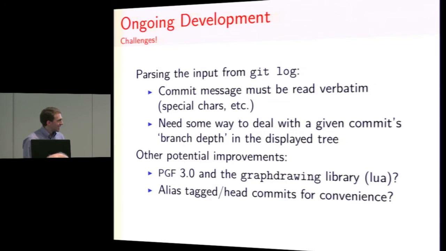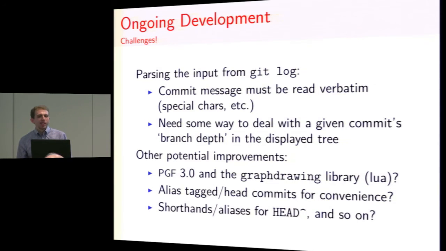And then the other idea is it's kind of a pain to have to refer to the 7-digit beginning of the hash when you're referring to these nodes for labeling and things. So if you could look in the log for a tagged commit, or even look at the head of each branch, if you could alias those, you'd have a more convenient way to refer to different branches and references in the tree.